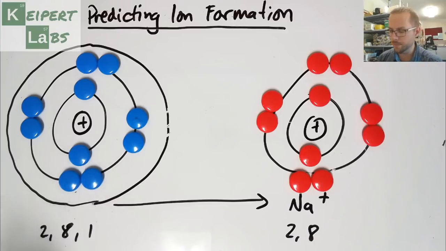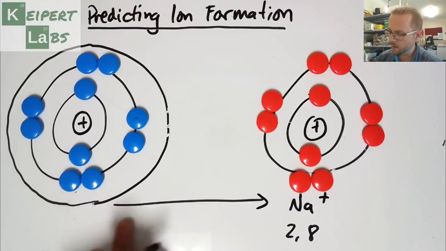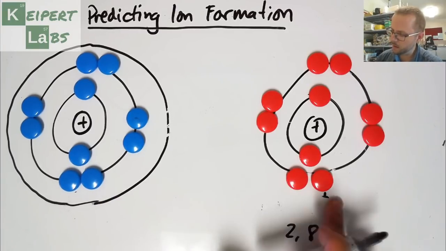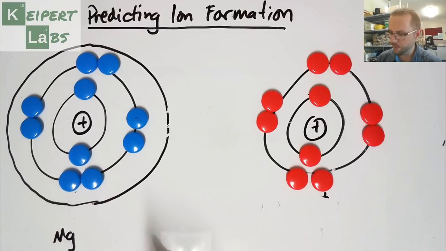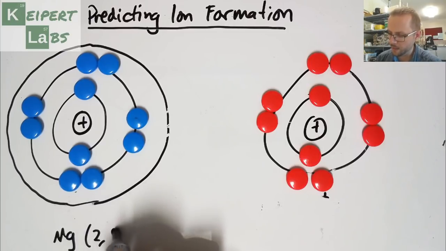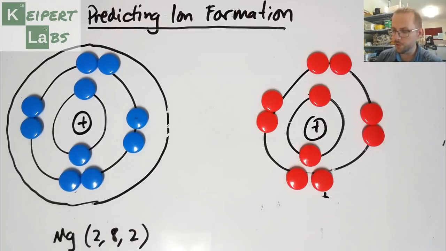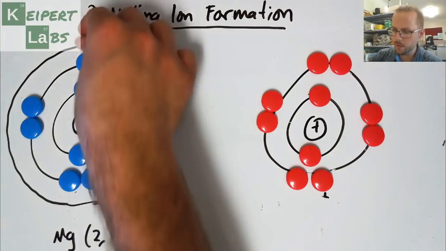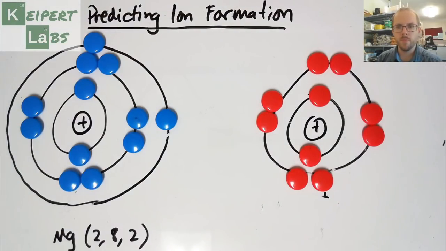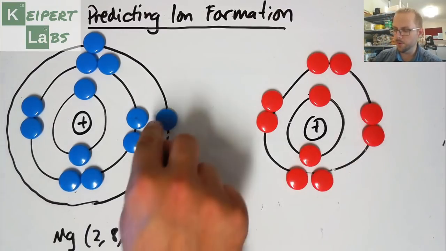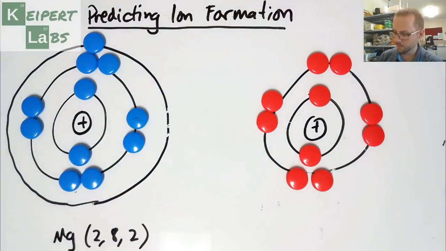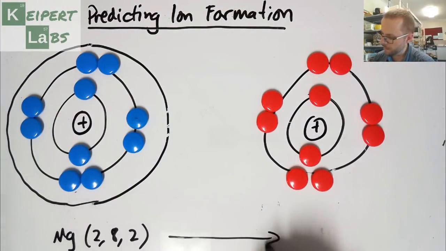Okay, if I take it up a notch, I'm going to talk about magnesium. So let's clear that out a little bit. Magnesium has an atomic number of 12, so it's going to have 2 and 8, and then 2 valence electrons. I know it'll have 2 valence electrons because it's in group 2. And so then what happens is that it will lose 1 and 2 electrons to form an ion.